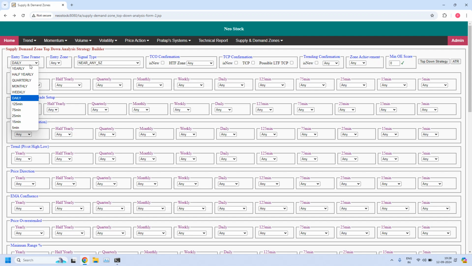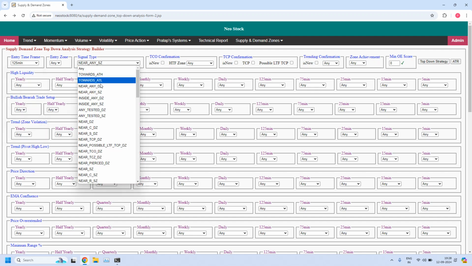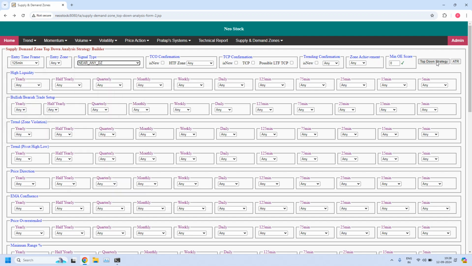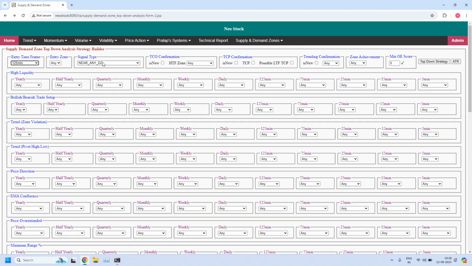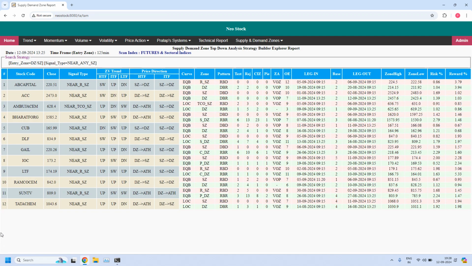Next time frame is 125 minutes. Let us find the stocks near 125 minutes demand zone. 10 stocks are filtered. Next, for 125 minutes time frame, let us find the stocks near 125 minutes supply zone. 12 stocks are filtered.